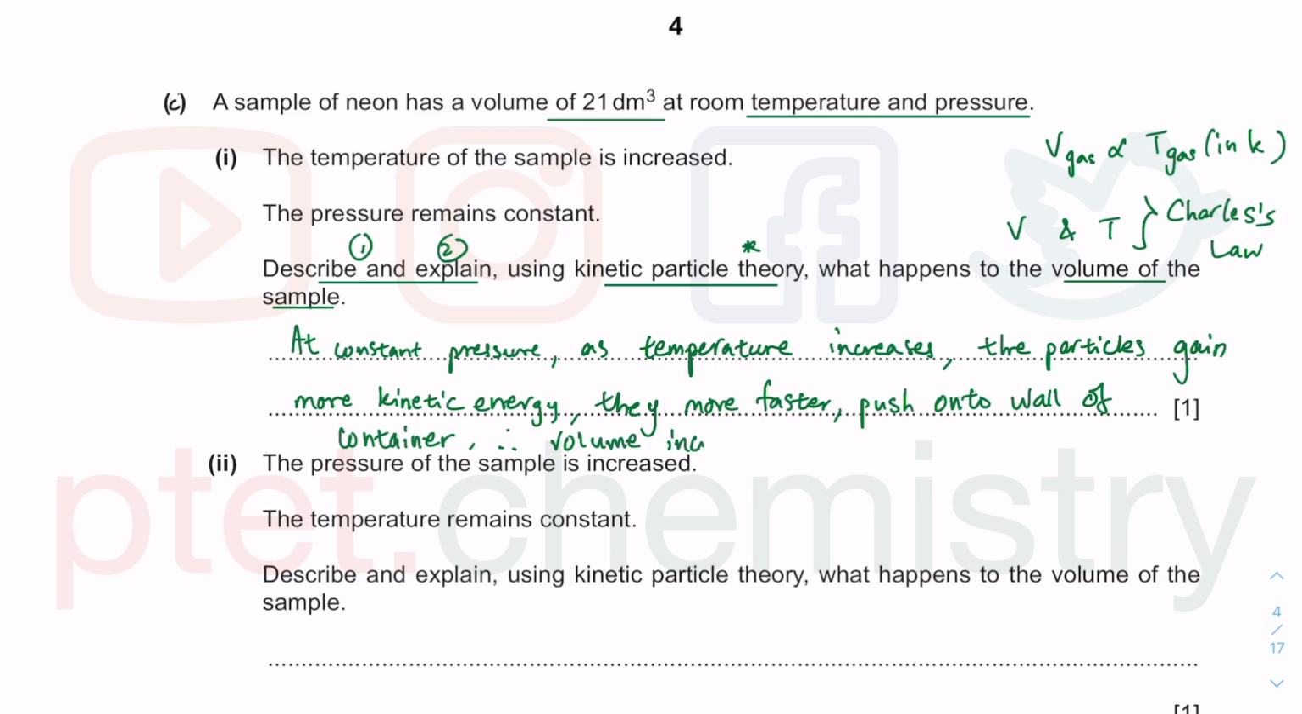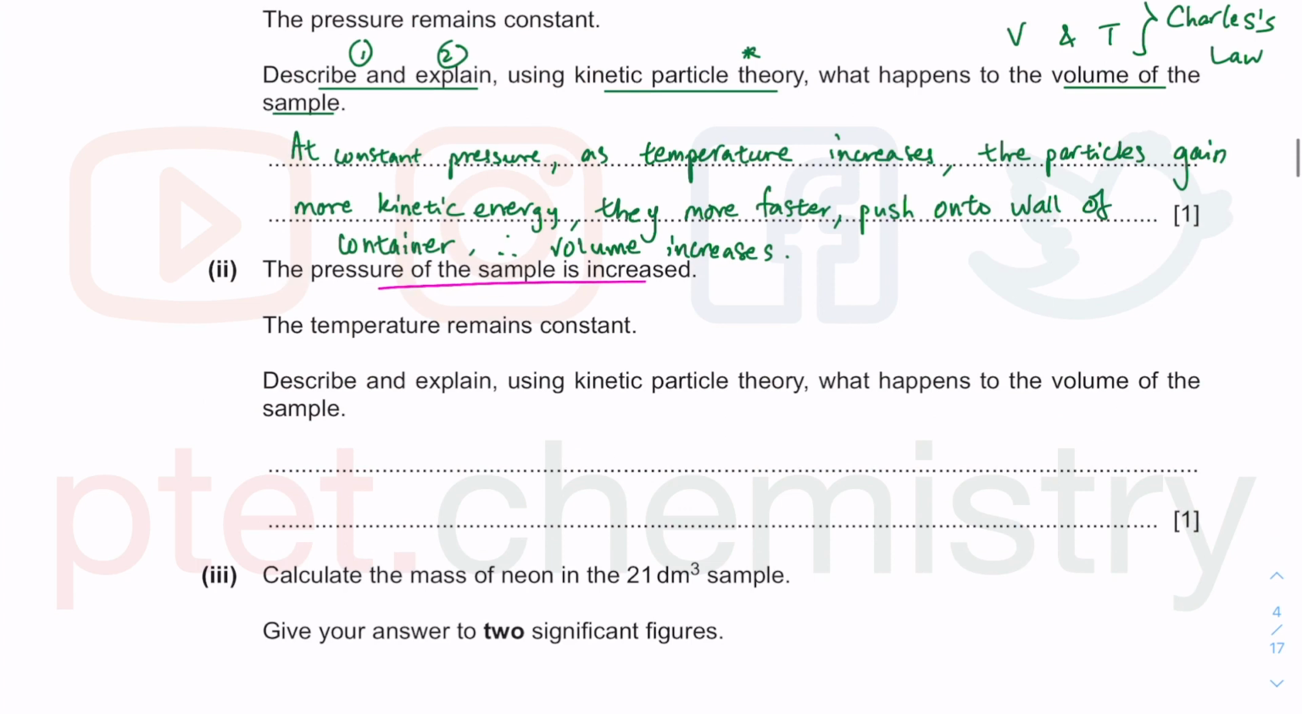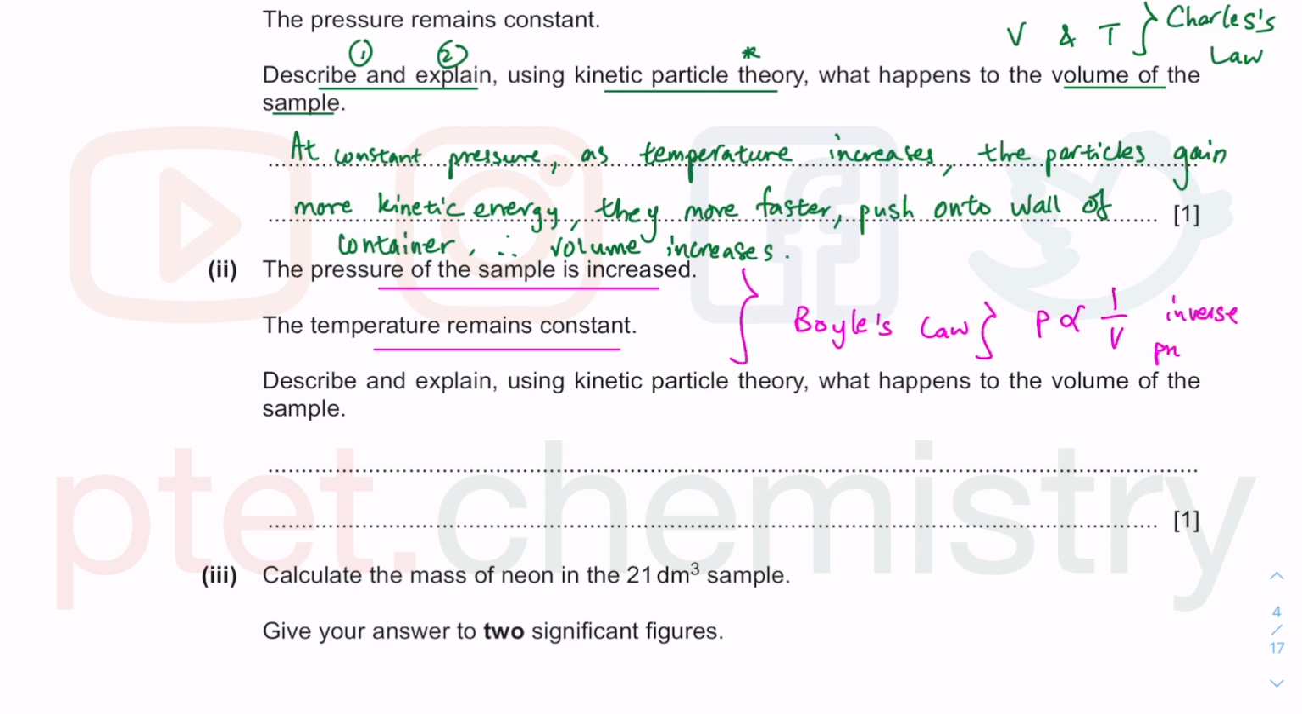So that is basically the kinetic particle theory explanation for Charles' law, which describes it in a mathematical equation. The next one is to do with changing the pressure while keeping temperature constant. This is actually Boyle's law. Just like the previous question, we cannot just state Boyle's law without explaining it. This is an inverse proportional relationship.